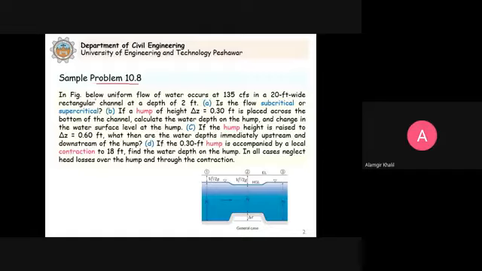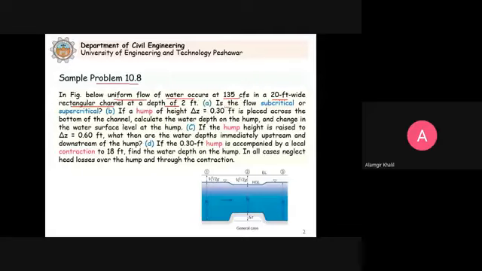Now, in the previous class, we studied humps and contractions in open channels and how we analyze open channel flow problems. Now, in this problem, we have uniform flow of water at 135 CFS, cubic feet per second, in a 20 feet wide rectangular channel at a depth of 2 feet. So the discharge, the width of the channel and the depth of flow are given. Clear? Now this problem has several parts, so we will solve these parts one by one.